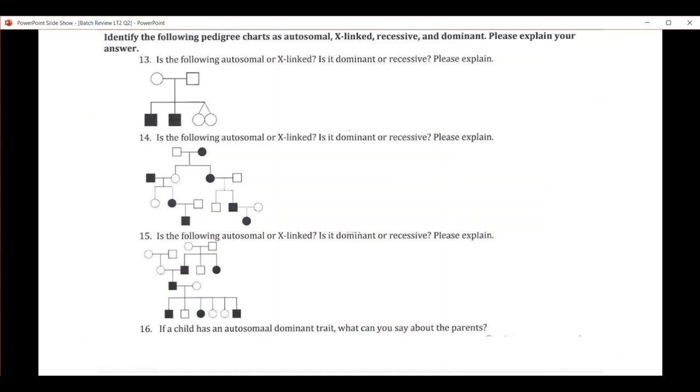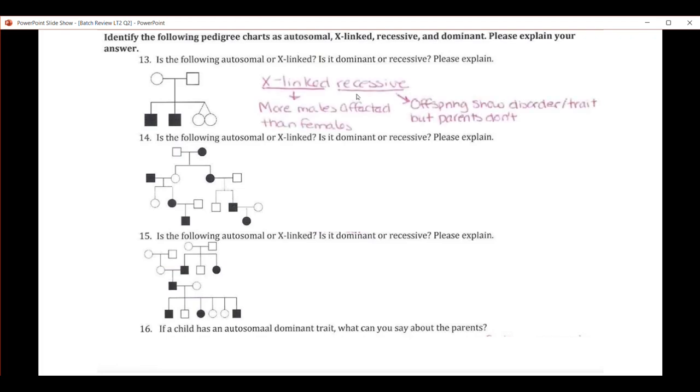Okay, let's look at some examples here or some problems. Is the following autosomal or X-linked? Is it dominant or recessive? Please explain. So since in this one the males are affected while the parents are not, it is definitely recessive. And then since males are affected and not females, it is highly likely to be X-linked. So the answer to that is X-linked recessive because more males are affected and offspring show the disordered trait but parents didn't.